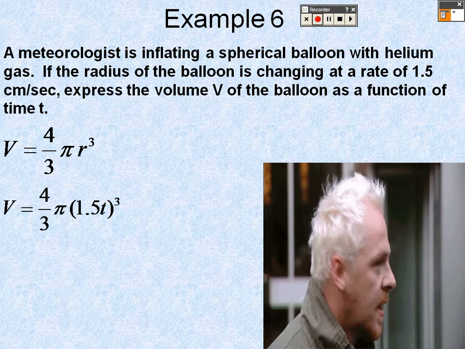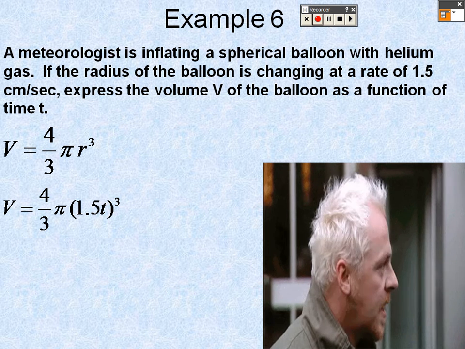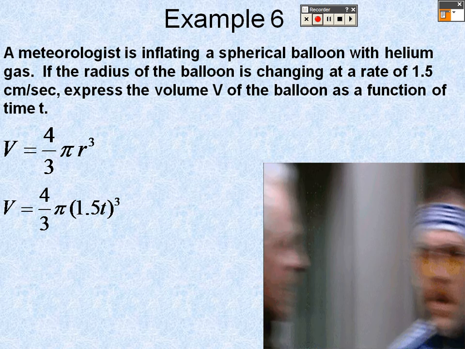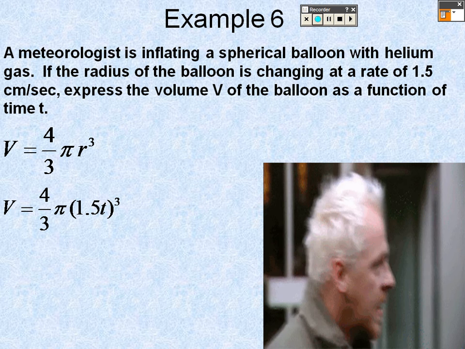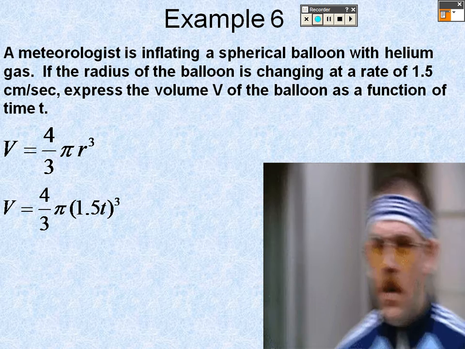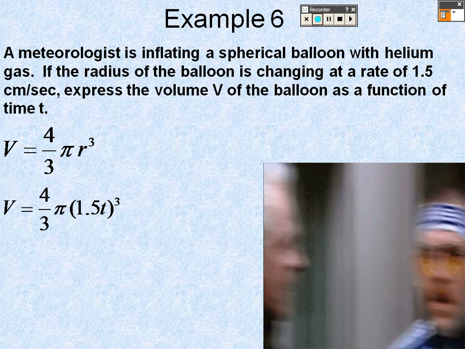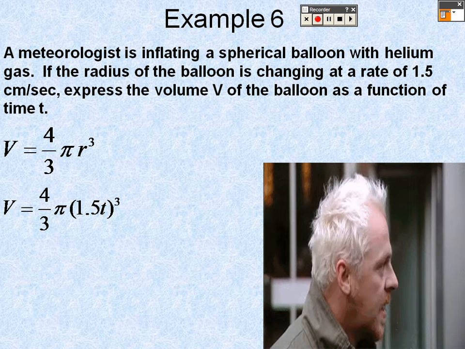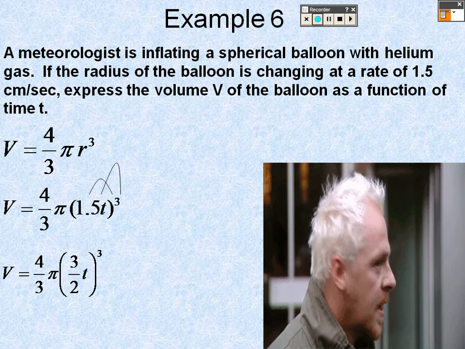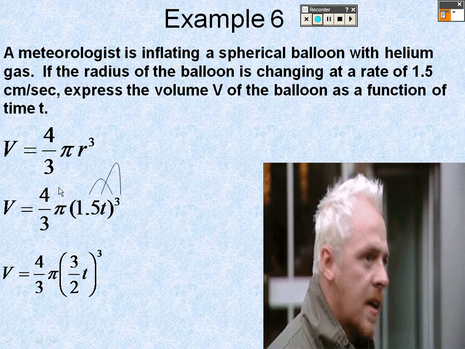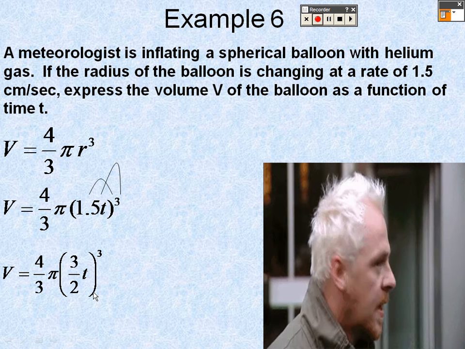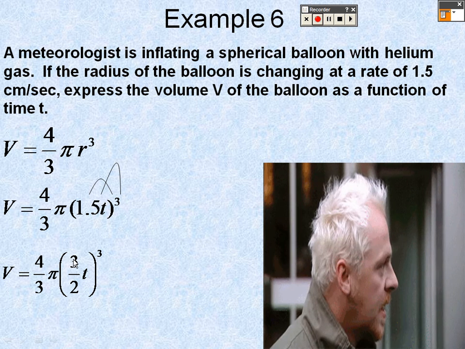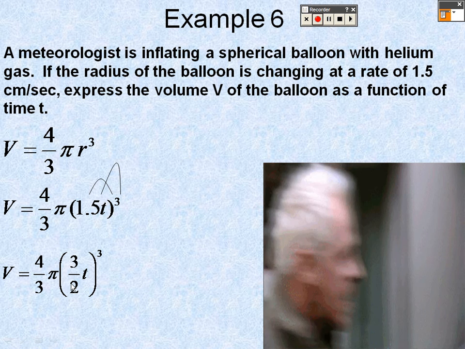So that's why the distance that it's actually going is going to be 1.5t, because remember, distance equals rate times time. The rate is 1.5, so distance equals 1.5t. So that's why I'm substituting in a 1.5t for my radius. So I take the cube through, and when I do that, I just rewrote 1.5 as 3 over 2. That's all. They're the same thing, so don't freak out there.